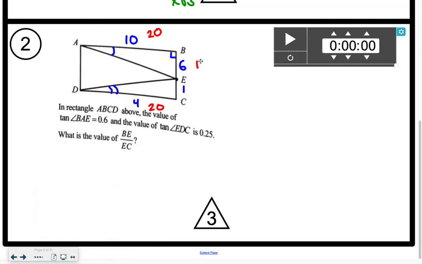So this would have to be 12. And in order for this to become 20, I'd have to multiply the ratio by 5. So this would become 5. Now I have the ratios that satisfy the tangent and make it a rectangle because the opposite sides are congruent now. Now I can do BE over EC. So instead of being 6 over 1, which would be a common wrong answer, it's really 12 over 5.